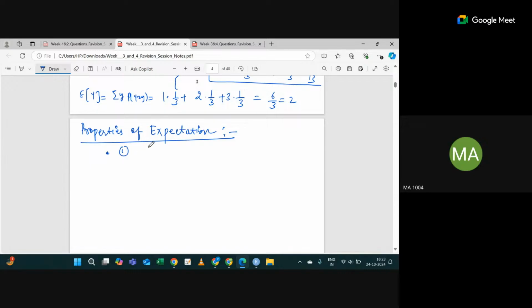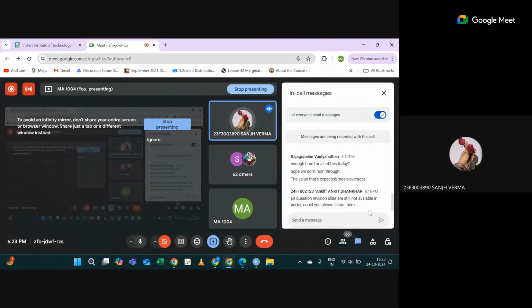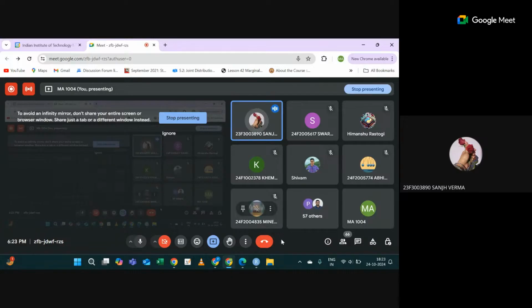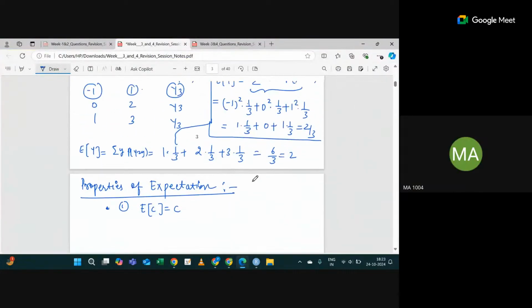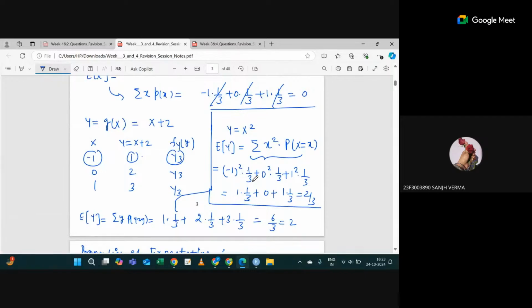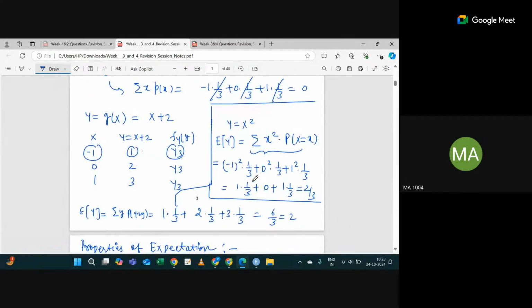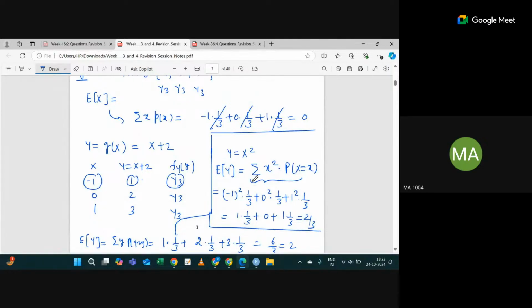So properties are nothing but, expectation of a constant is nothing but that constant only. I was asking that only, how will we know whether to solve with this method or this method? You have just done two methods, this old one and this new one. Either way is a good one, you will get the correct answer. In the second approach, I'm just going to apply the properties of expectation. Both methods are correct.